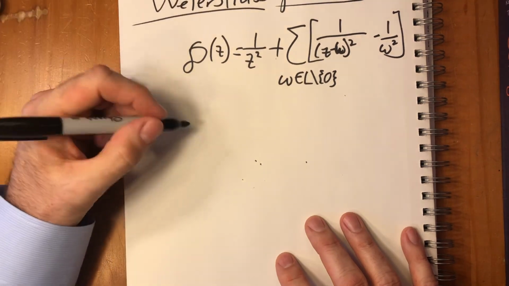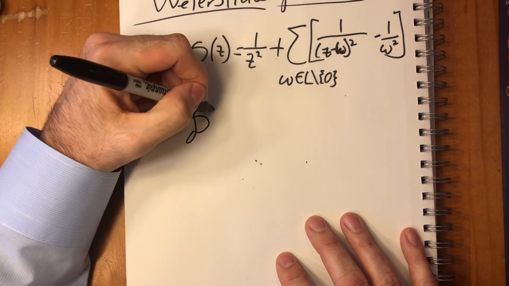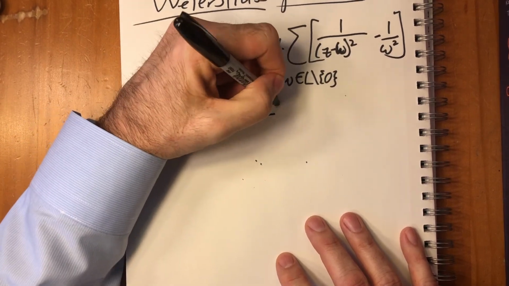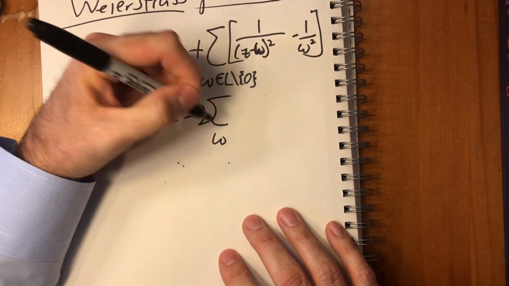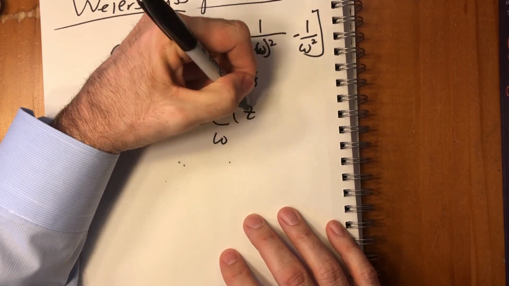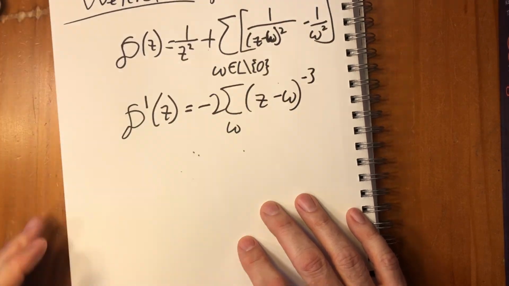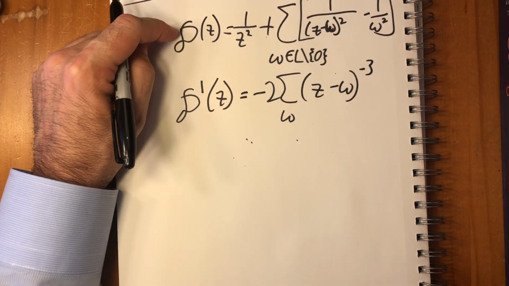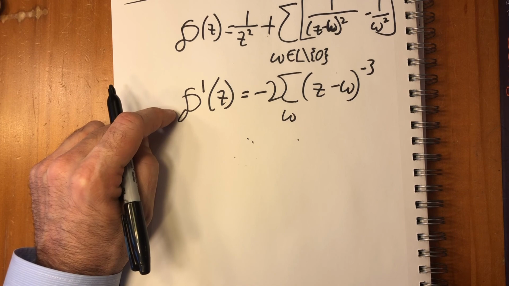And then if you take the derivative of that, which I'm not going to actually do now either, I'll show you what it looks like. It's actually even simpler. It's the sum over all the omegas of (z minus omega) to the minus 3. So that's the Weierstrass P function, and this is the derivative of the Weierstrass P function.